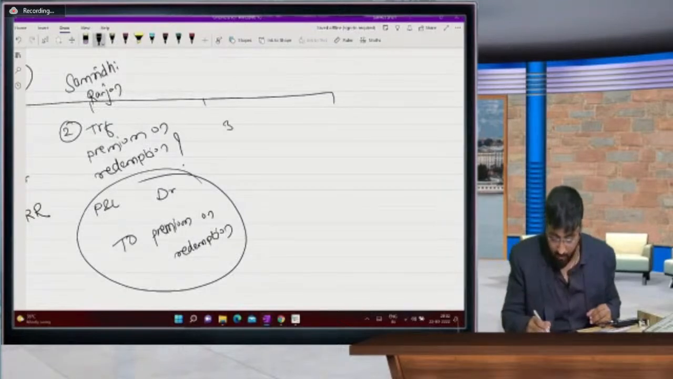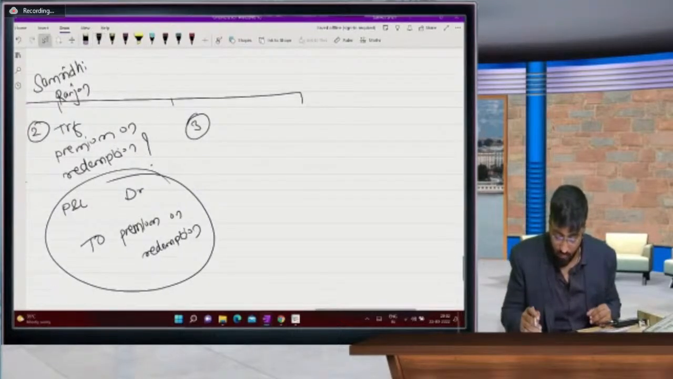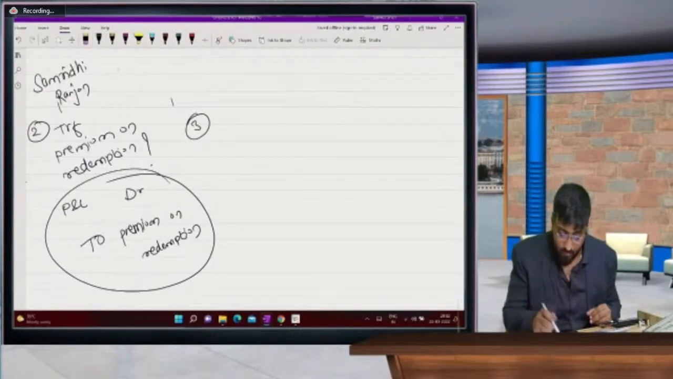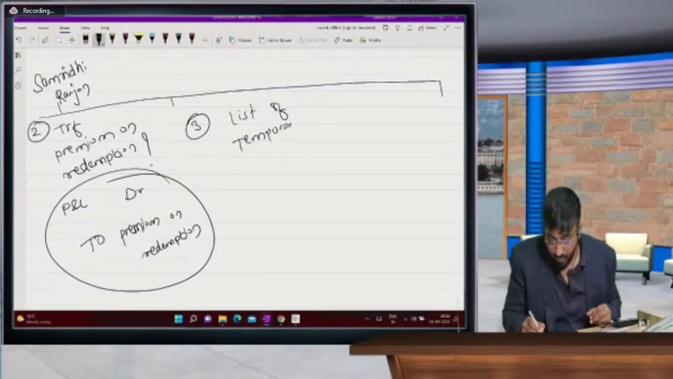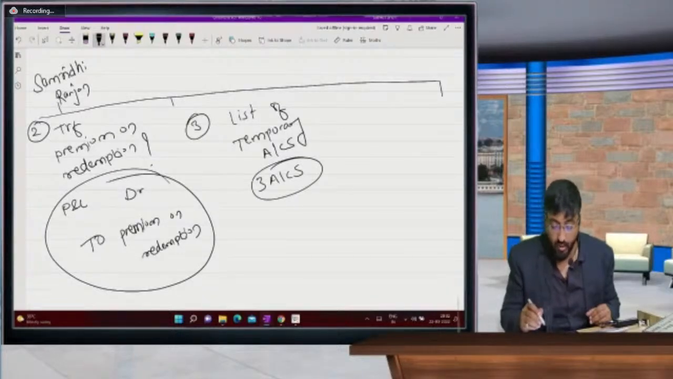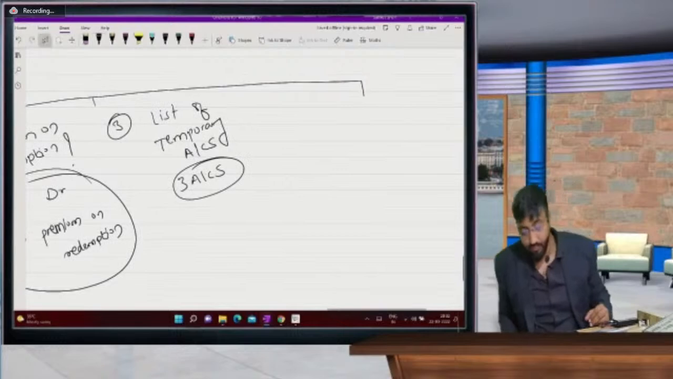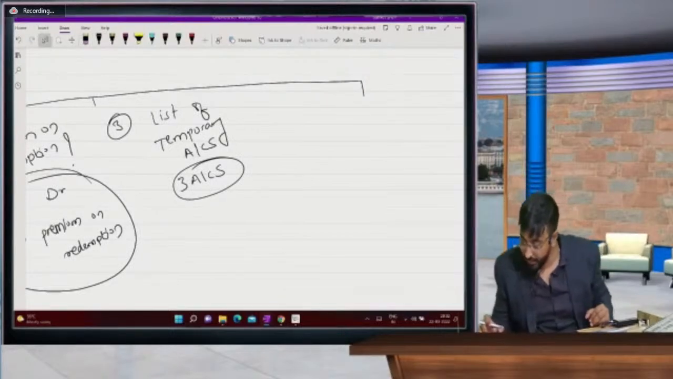और थर्ड क्वेश्चन तब तक मैं पूछ लेता हूं. List of temporary accounts. List of temporary accounts. Three accounts थे. Please don't refer the answer. Temporary accounts while updating the balance sheet.